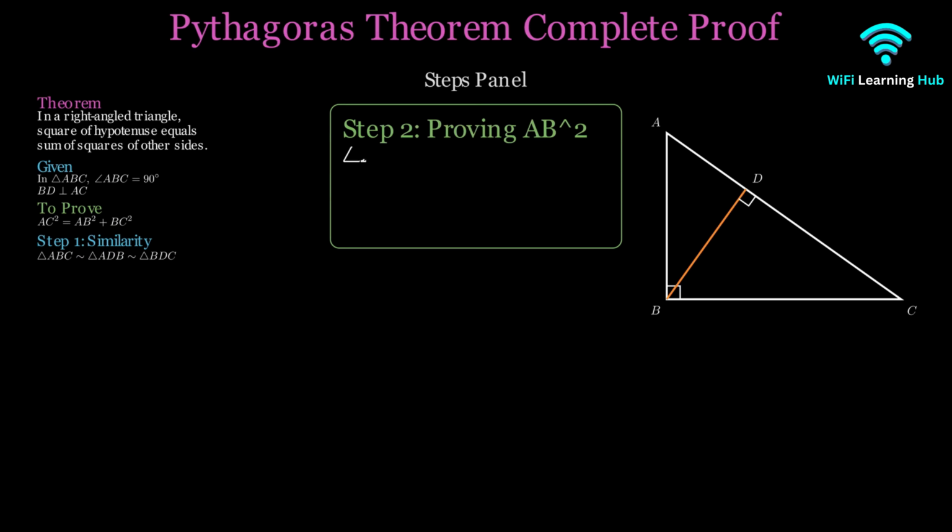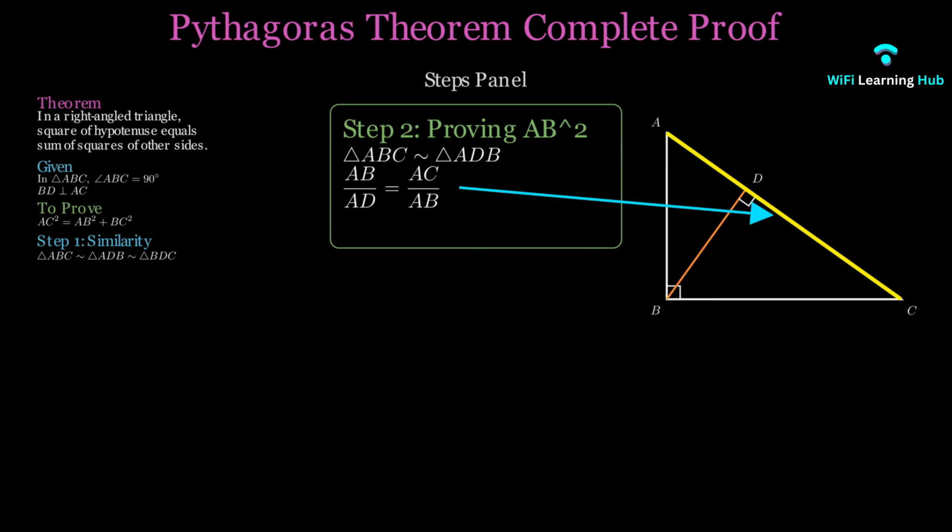Step 2, let us compare the master triangle ABC with the top small triangle ADB. Since they are similar, the ratios of their corresponding sides must be equal, so let us trace each part. Let us look at side AB of the large triangle. Compare it to side AD of the smaller triangle. Now see the primary master hypotenuse side AC. And match it against the smaller triangle hypotenuse side AB again.